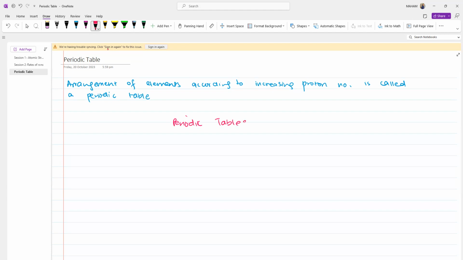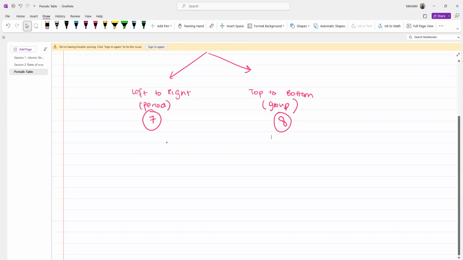Basically, your periodic table is divided into two parts, where one goes from left to right and the other one goes from top to bottom. The one that goes from left to right is called a period, and top to bottom is called a group. In total you have 7 periods in your periodic table and 8 groups. The period number tells you the number of shells, while the group number tells you the number of electrons in the outermost shell. The outermost shell can also be called the valence shell.